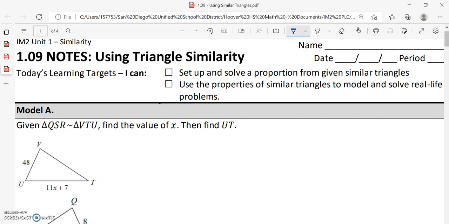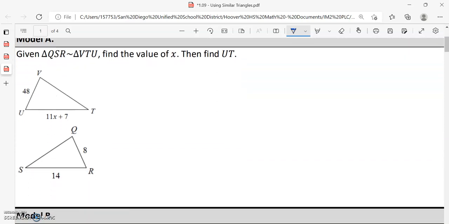2.09, using similar triangles. So we're not proving that these triangles are similar. We're being told they are. It tells you right here, given triangle QSR is similar to triangle VTU. Find the value of X, then UT. So here is X and here is UT.